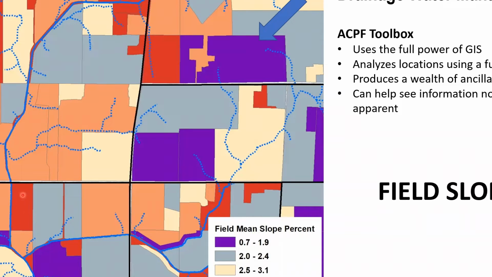Some of these fields have higher slope, and higher being, in this instance, 4% slope, mostly driven by the existence of these stream reaches. But this is an example of the ancillary data that is used as an input, but we don't generally talk much about.